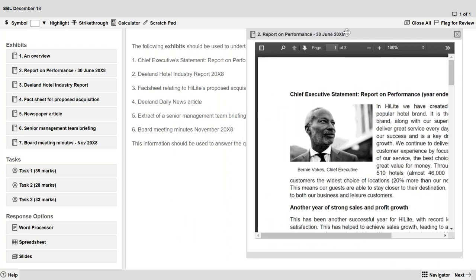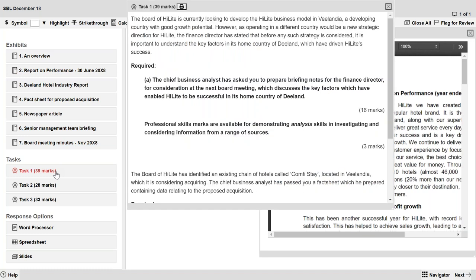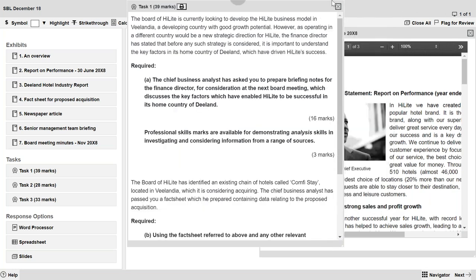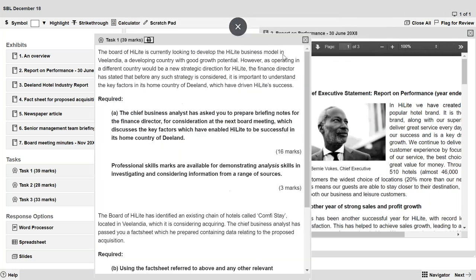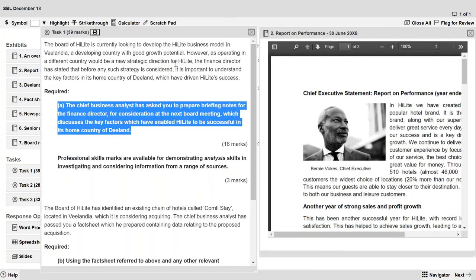All right, and then I will also open the question task. Let me click on task. It will open another window. So now again I will just resize it a bit, and I can bring it here and put it here. So now I can read the requirement on one side and I can read the exhibit on the other side.